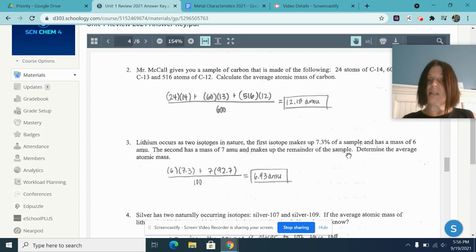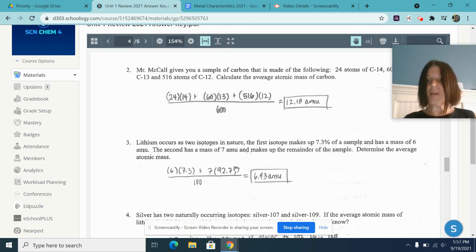So in order to find the remainder of the sample, you need to take 100% and then you need to subtract 7.3 from it because that is the percentage of the sample that has a mass of 6. And then all the rest of it, which is 92.7%, has a mass of 7. And that is why you see this part of the problem.